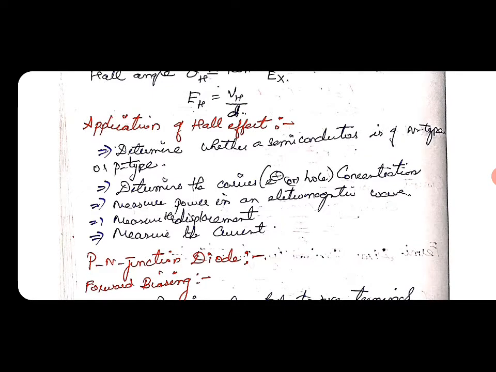So the important applications are: determining whether a semiconductor is N-type or P-type, determining the carrier concentration, measuring power, measuring displacement, and measuring current. Okay, these are the applications of Hall effect.